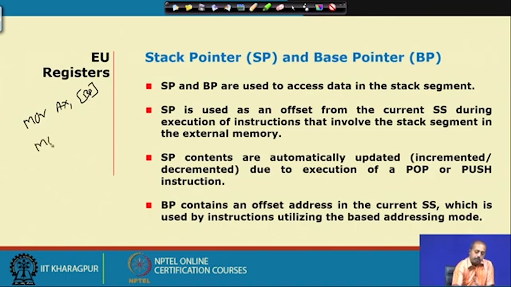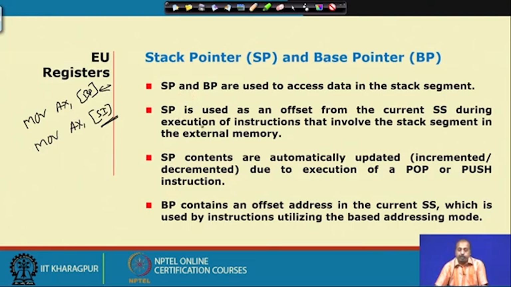Whereas, if you look at the instruction move ax comma within brackets si, then it will be using the DS register as the segment register. So, it will be using the data segment. Whereas if you write it like this, in this case the segment register will be the stack segment. So, SP and BP are used for accessing the stack segment.